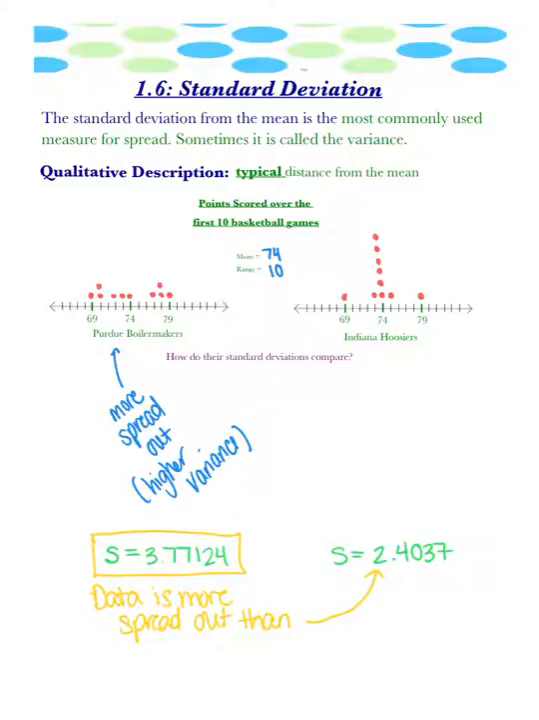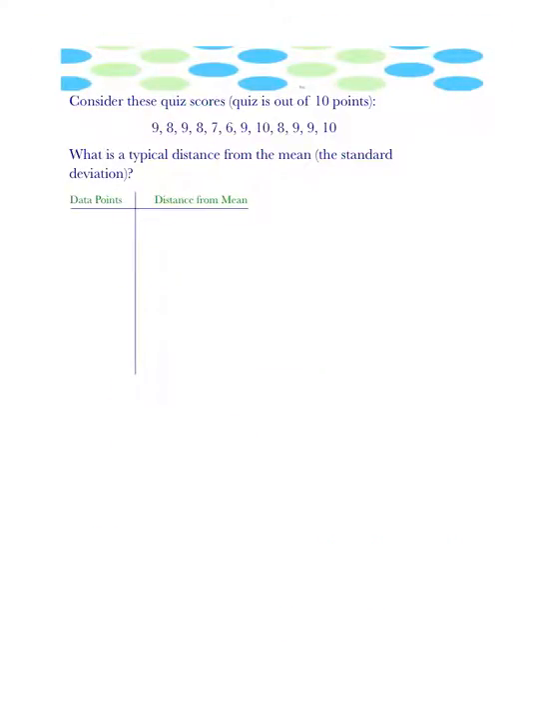So let's talk about how to calculate a standard deviation, just an estimation, if I don't have a computer like Fathom or I don't have Excel. Or a TI Inspire calculator, I believe, does this. So consider these quiz scores. The quiz is out of 10 points and looks like there's 12 scores here. So let's say there's 12 students in a class, and here are their scores. So the typical distance from the mean, or standard deviation, can be calculated first by finding, well, what is the distance from the mean of these data points?